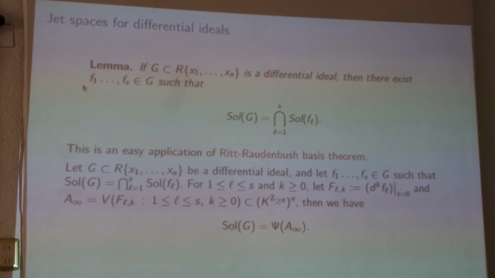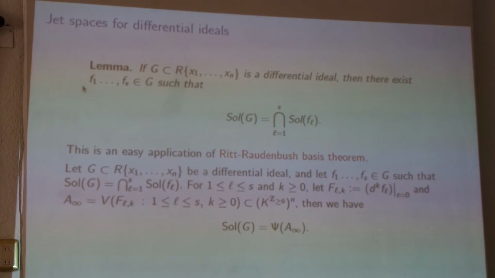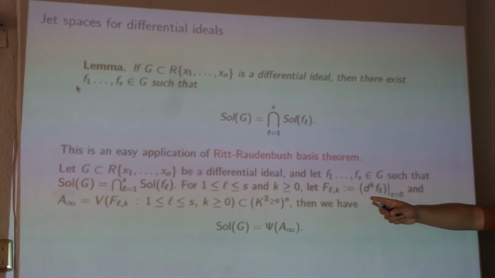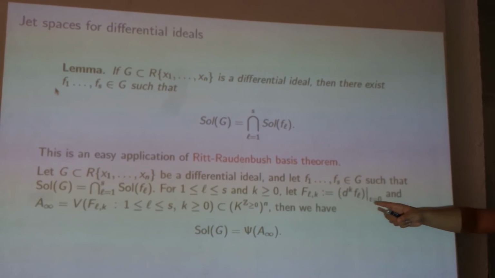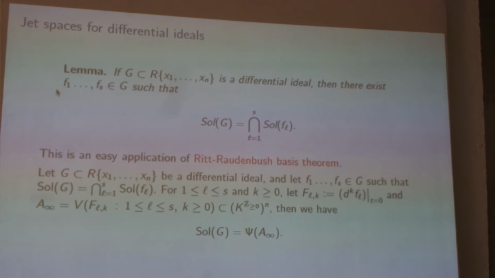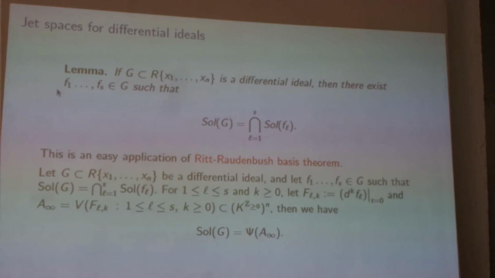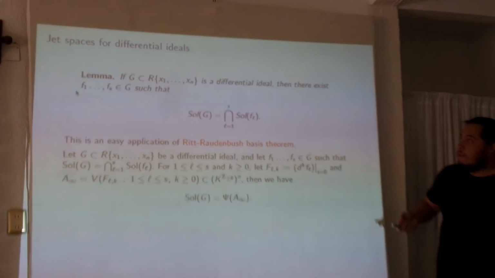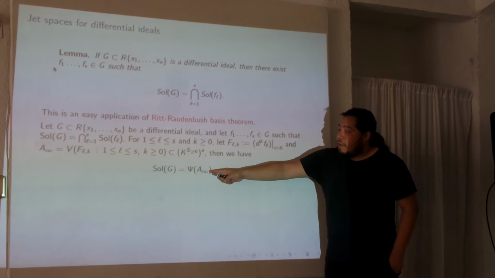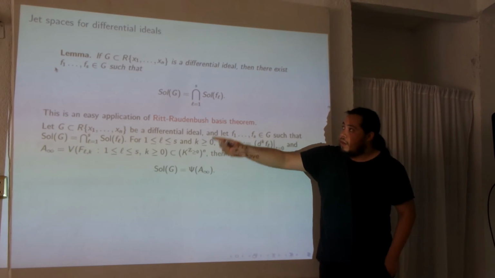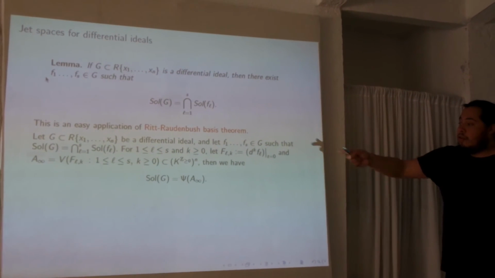So I will now take a differential ideal and take these S elements in G such that the whole set of solutions is the intersection of the sets of solutions of this finite set of elements. And I will define these polynomials as being the k-th derivative of the L polynomial evaluated at 0. And I will consider the set of solutions of all these polynomials in this infinite affine space. Then we have successfully transformed our problem from one problem over Rn to a problem in this infinite affine space, because the image of this algebraic set under the bijection that I introduced before is just the set of solutions of the differential ideal.